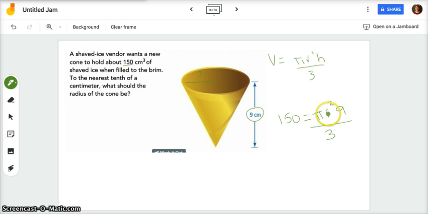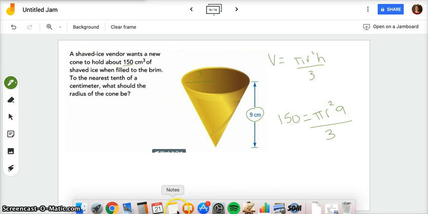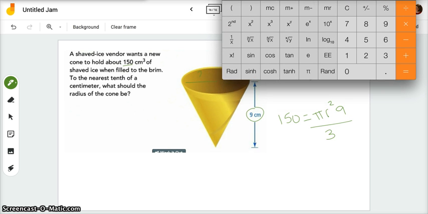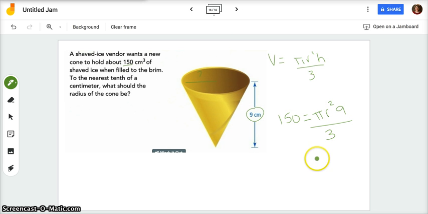We have pi times radius squared times 9. Well, when we multiply, we can multiply in any order. So I'm going to do pi times 9 so that we just have one number over there. So 3.14 times 9 is 28.26. All right, so I have 28.26 radius squared divided by 3 equals 150.